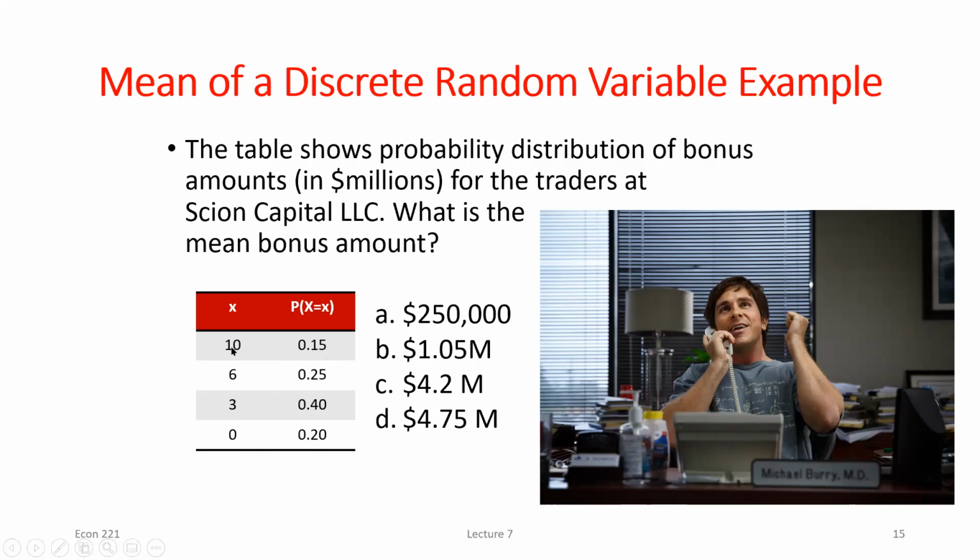Well, all we're going to do is go through each outcome, multiply it by the probability it occurs, and add them up. So 10 times 0.15, I think that's 1.5 million. 6 times 0.25 is also 1.5, so we're up at 3 million. 3 times 0.4 is 1.2, so 4.2 million. 0 times 0.2 is 0, so 4.2 is what those all added up to, right? Just took each outcome, multiplied it by the probability it occurred, and added them all up. And if we did that, we end up with 4.2 million there, okay?